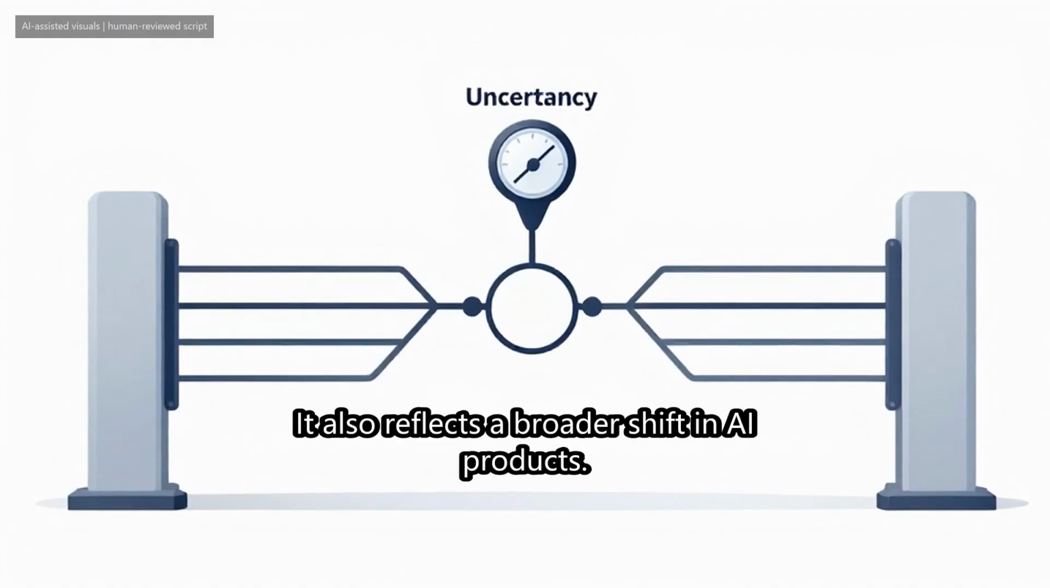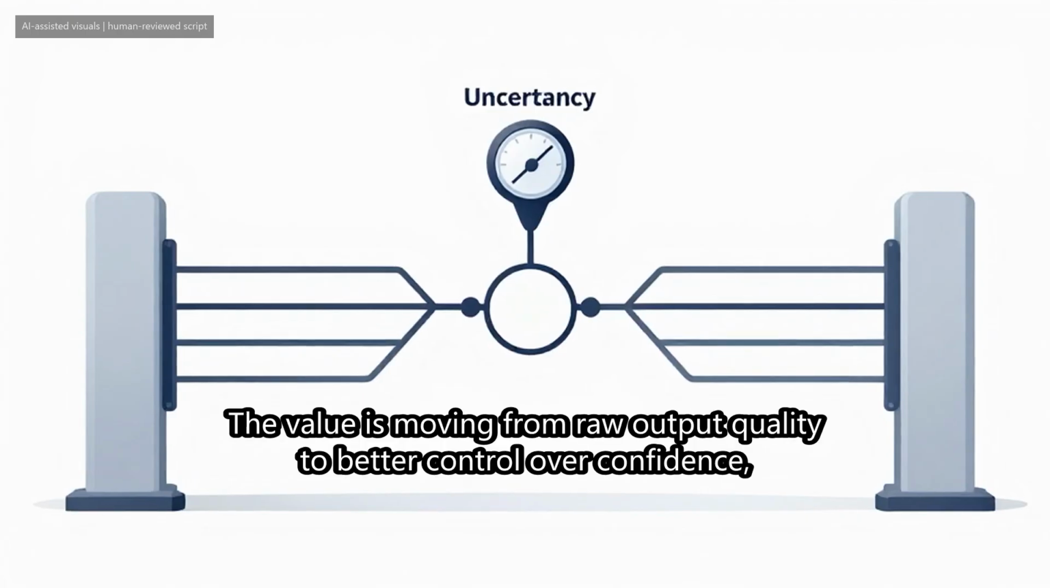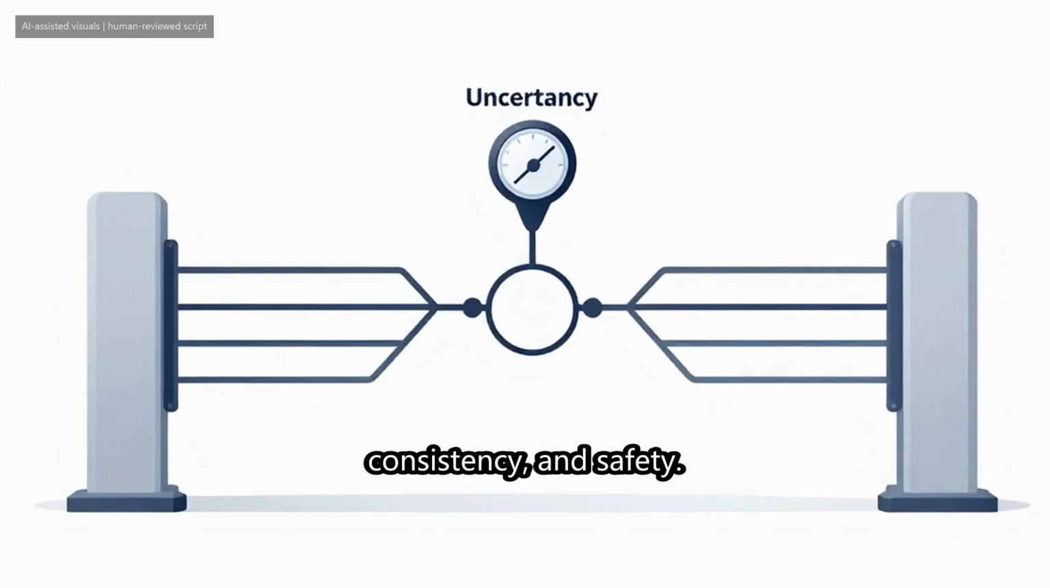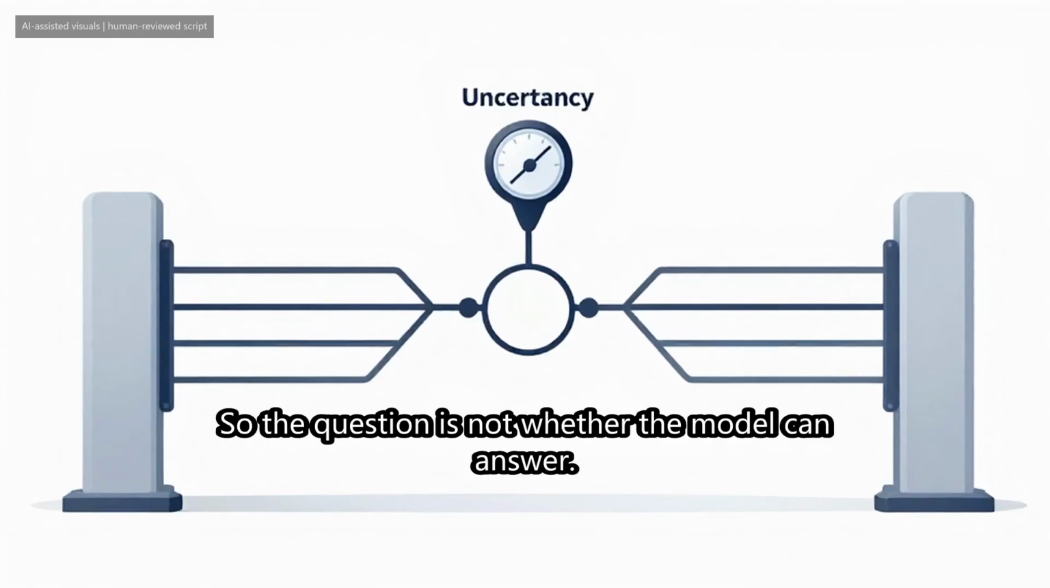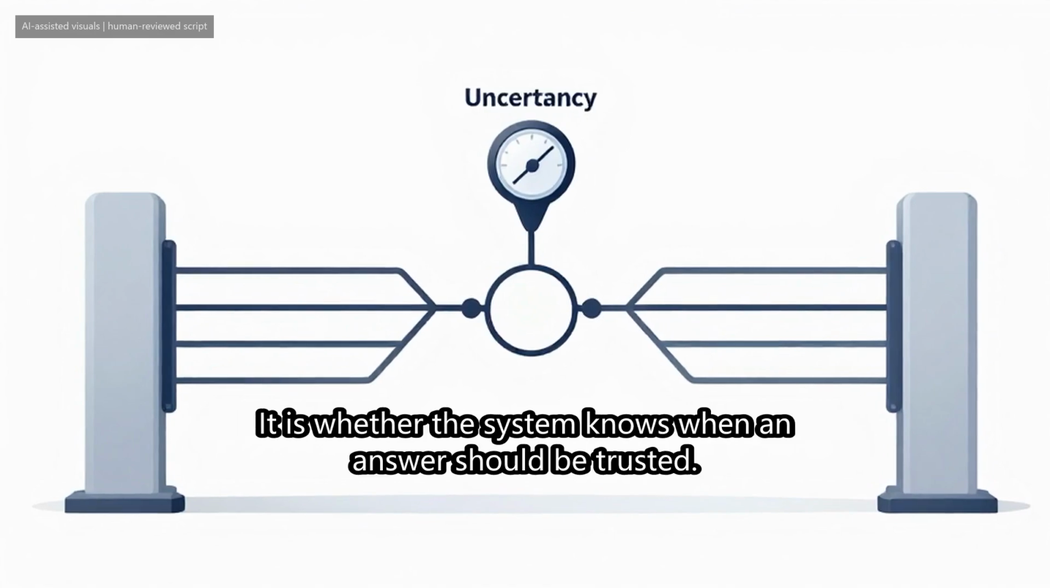It also reflects a broader shift in AI products. The value is moving from raw output quality to better control over confidence, consistency, and safety. So the question is not whether the model can answer. It is whether the system knows when an answer should be trusted.